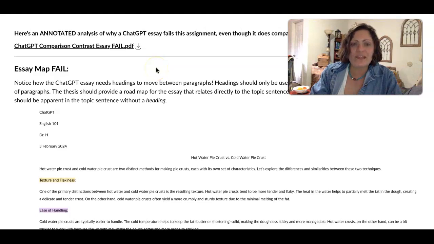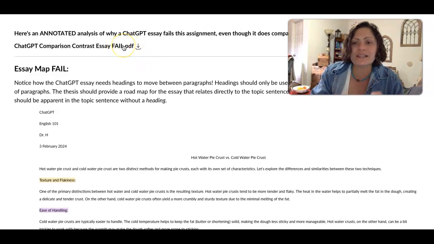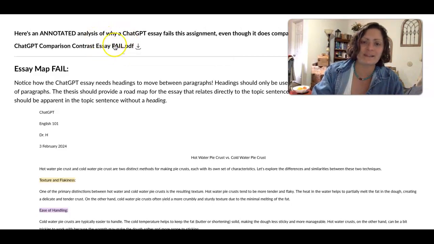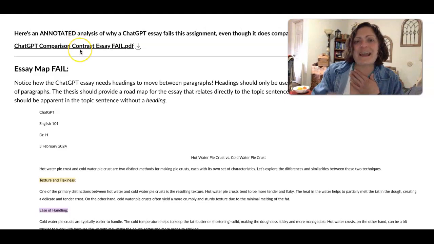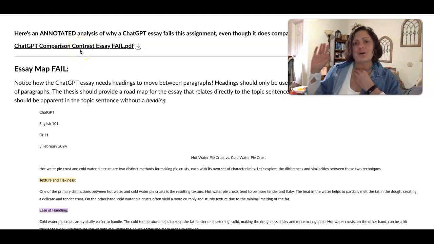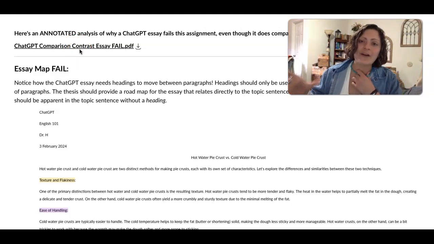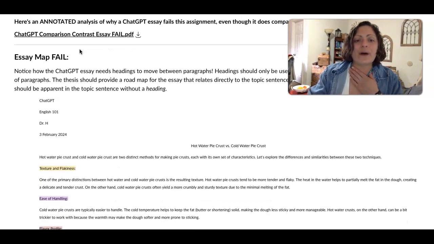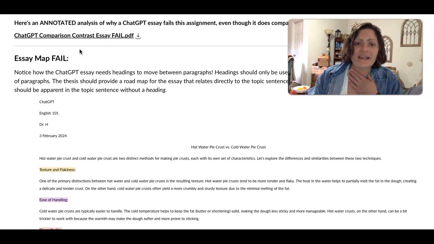If you're like me, and it's easier to learn from a failed example rather than a good example, my complete annotated response and evaluation of a ChatGPT essay is right here, and it's available on your compare contrast essay, where I also have your positive annotated version of a good essay. So note that. But now let's go on to look at the essay map fail for ChatGPT.